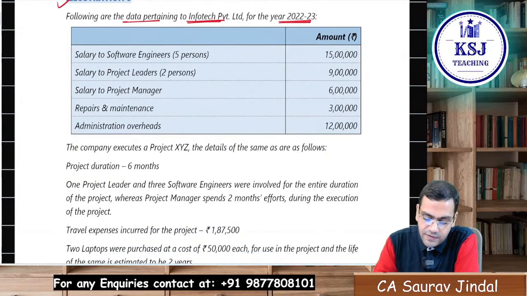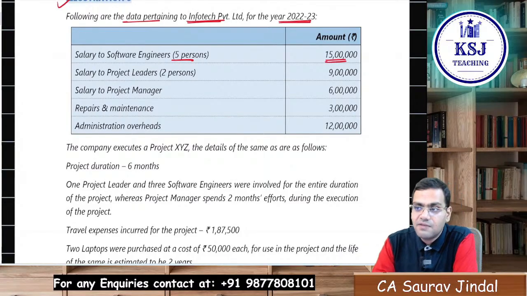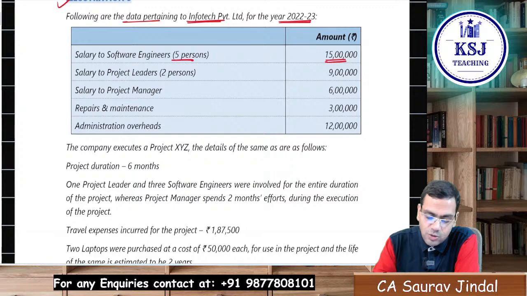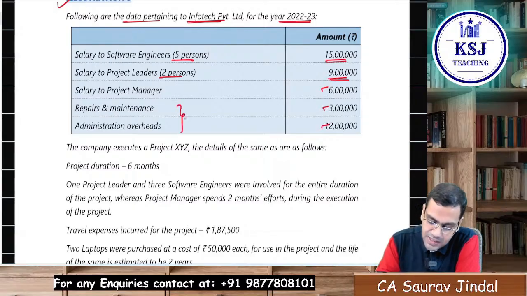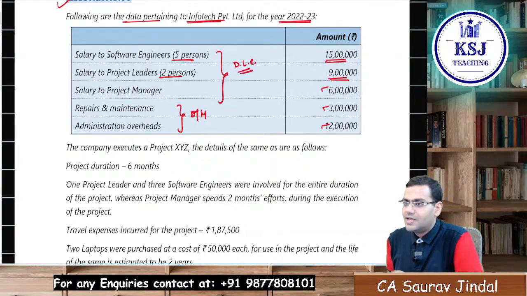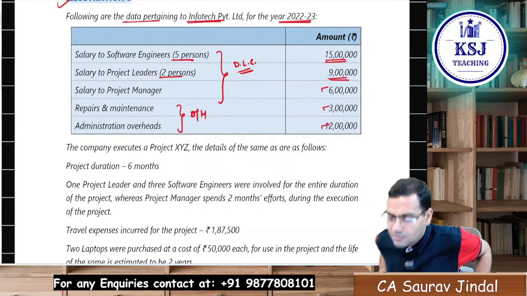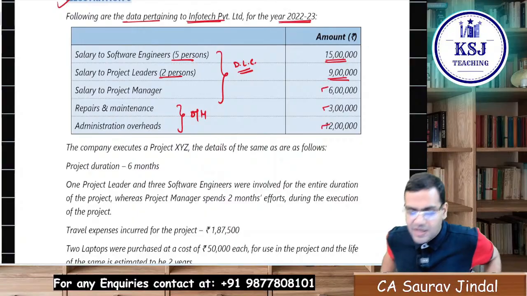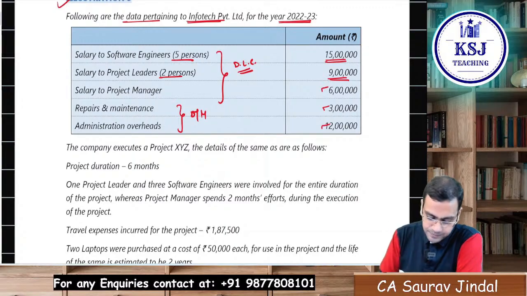Salary to software engineers, 5 persons, 15 lakh rupees, right? To 5 people you are paying 15 lakh rupees. Salary to project leaders, 2 people, 9 lakh rupees. Salary to project manager 6 lakh. Repair and maintenance cost and administrative overhead. So these are the 2 overheads which are there. This is basically the direct labor cost, right? In service costing we call it salary, but it is a kind of direct labor cost that we are paying.